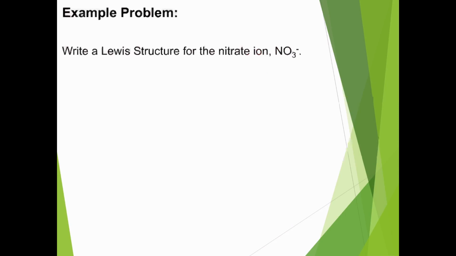So again, if you're feeling brave, go ahead and try to draw the Lewis structure for the nitrate ion. So I would pause here and try and draw it. All right, so the first thing we want to do is count up our valence electrons. So nitrate has 5 from the nitrogen, 6 from each one of the 3 oxygens, and that minus charge tells us we get 1 extra electron to play with. So we have a total of 24 valence electrons.